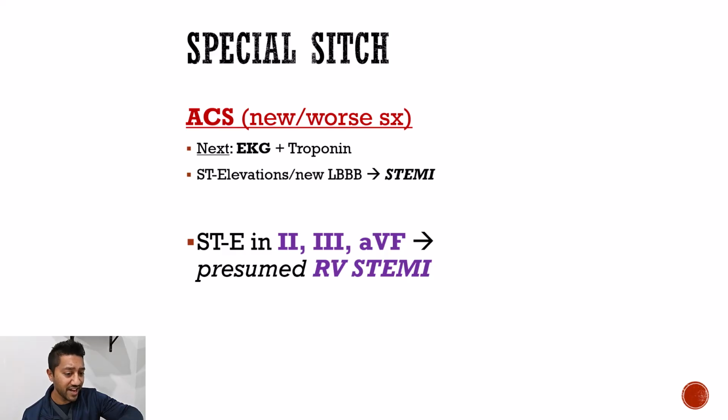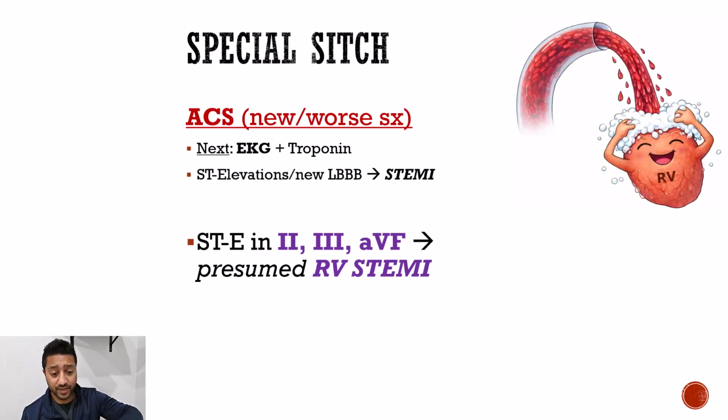The right ventricle is very preload dependent. It needs a constant return of blood from the systemic circulation in order for it to function appropriately. So when that right ventricle suffers a STEMI, it needs even more preload to keep itself alive. So much so that these patients often become hypotensive when they have a right ventricular MI.